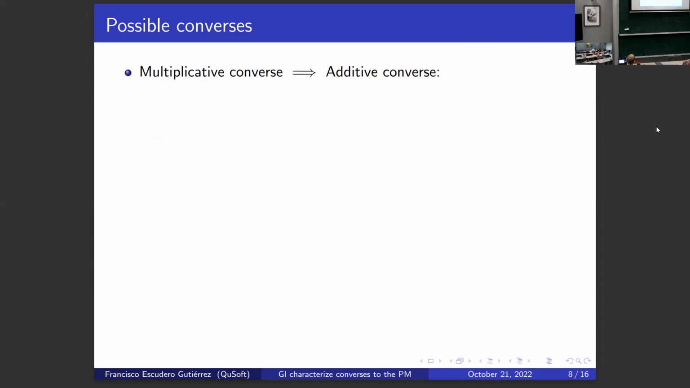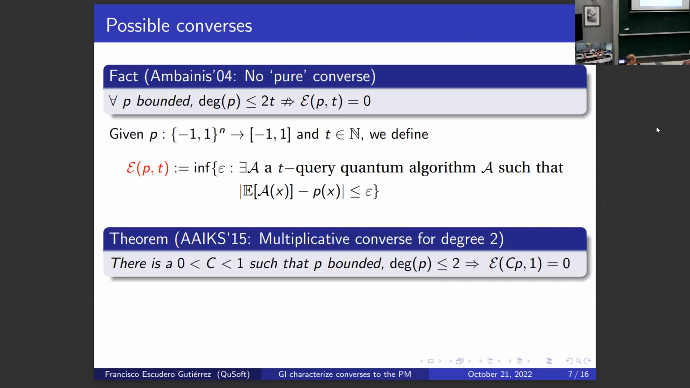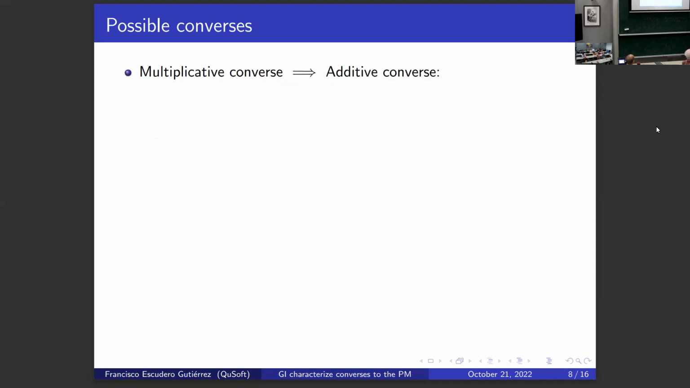Okay, but what is nice is that these multiplicative converses have a multiplicative error, which might not be super natural. Sorry, can you go back one slide? Is there some way to rewrite this and get the C out of the C times P, but get it into the error? Very good question. Next slide, I'm going to explain that.